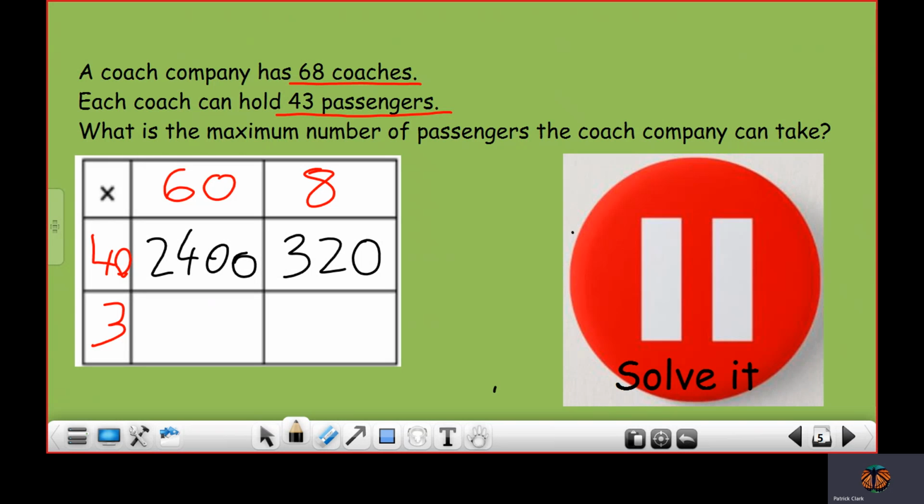Then I'm going to do 3 times 60. I'm going to do 3 times 6 and times by 10. I hope you're seeing the pattern here. I'm going to say the answer is 180.